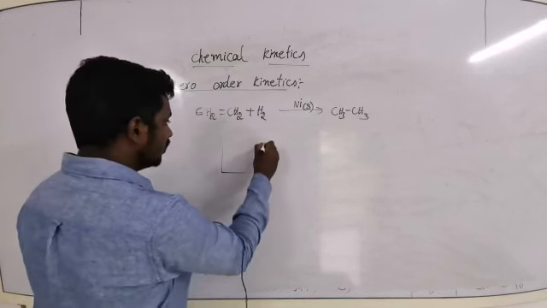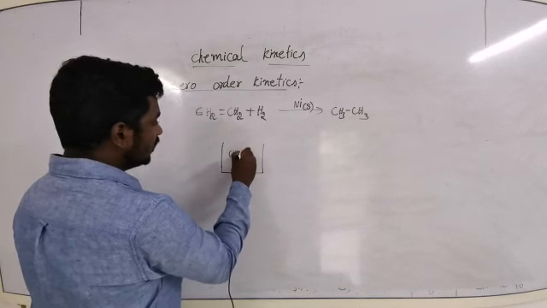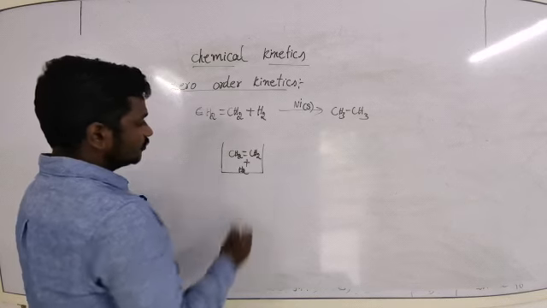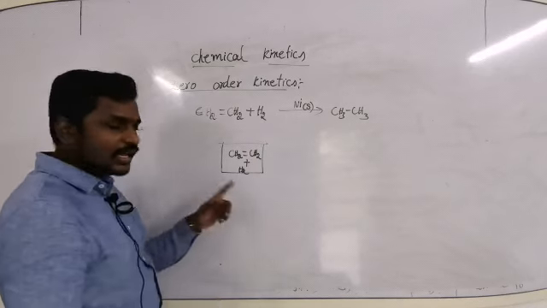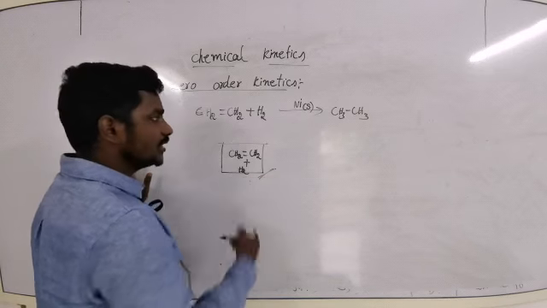For example, this is the reaction vessel that I have taken. In this reaction vessel, I have taken ethylene and hydrogen together and closed the container. It doesn't mean that when the two reactants are taken in the container, they start reacting.